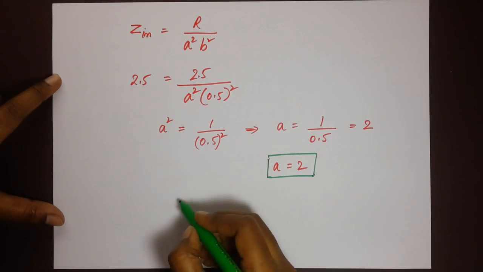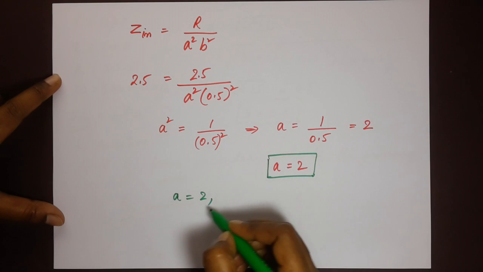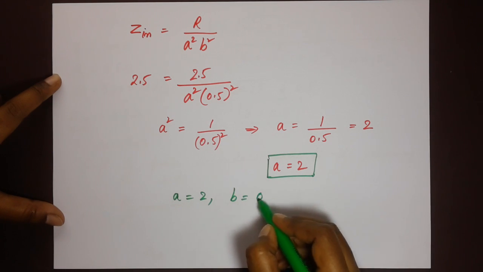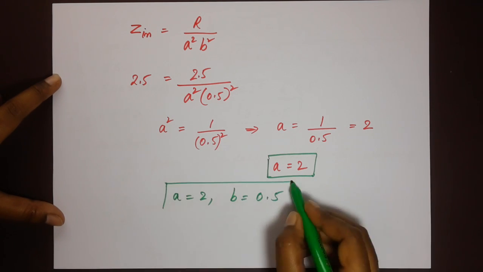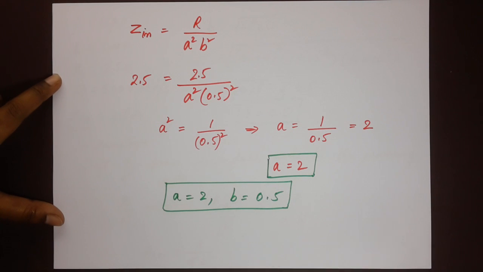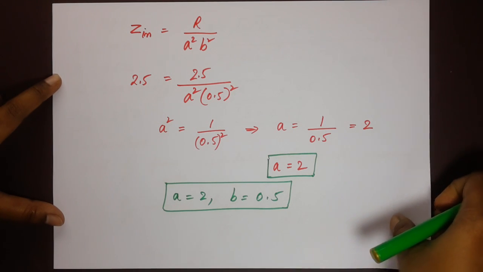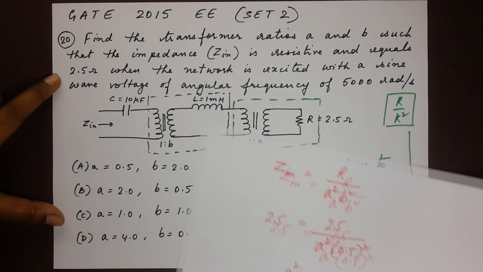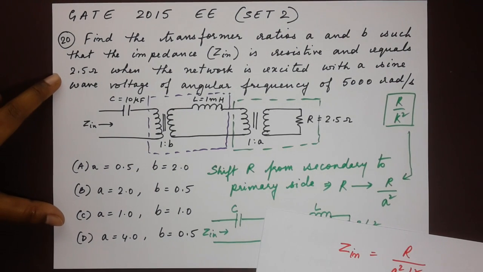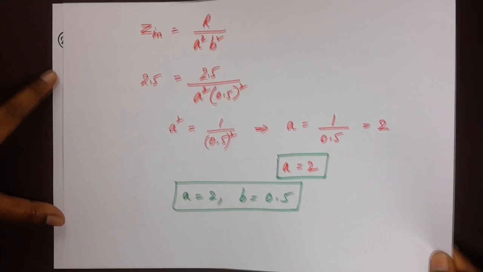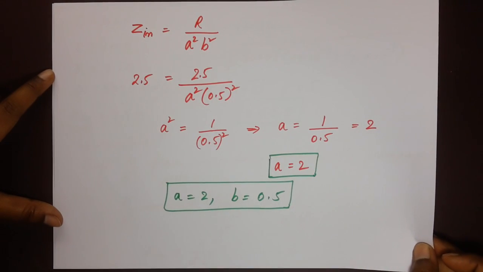These are the final values. A equals 2 and B equals 0.5. This is the final answer. Now let's see which option it matches. It matches option B. So this is the entire solution.